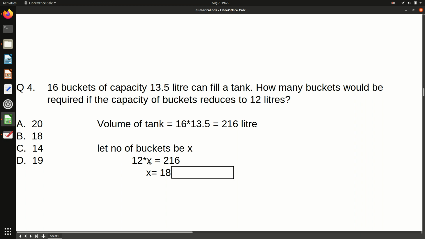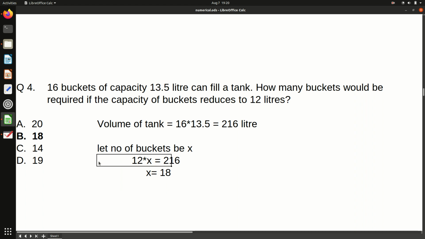will be equal to 216 liters, because we have to fill this tank. The same tank we have to fill. So 12x will be equal to 216 and x will be equal to 18. Okay, it means 18 buckets would be required. Since the size has been reduced, obviously there will be more buckets. So initially there were 16 buckets, now we need 18 buckets. So this 18 will be our answer.